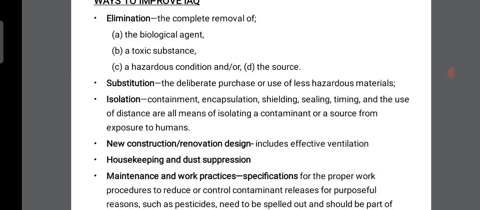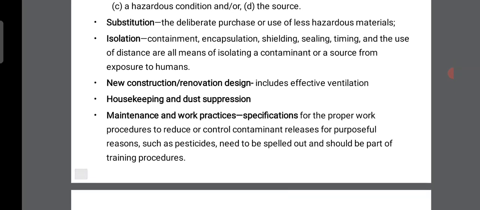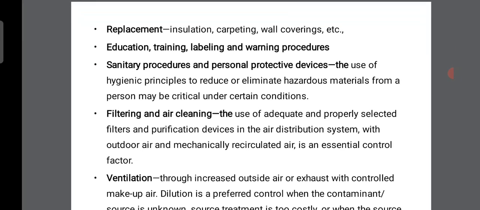New construction or renovation design includes effective ventilation, housekeeping and dust suppression, maintenance and practices. Specifications for proper work procedures to reduce or control contaminant releases for purposeful reasons, such as pesticide use, need to be spelled out and should be part of the training procedure. Replacing the insulation, carpeting, wall covering, etc. Education, training, labeling and warning procedures. Sanitary procedures and personal protective devices: the use of hygienic principles to reduce or eliminate hazardous material from a person may be critical under certain conditions.